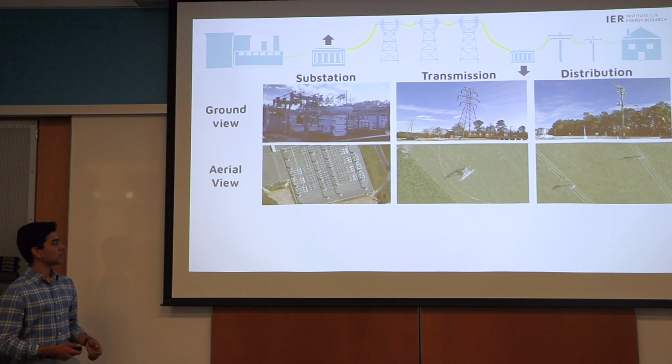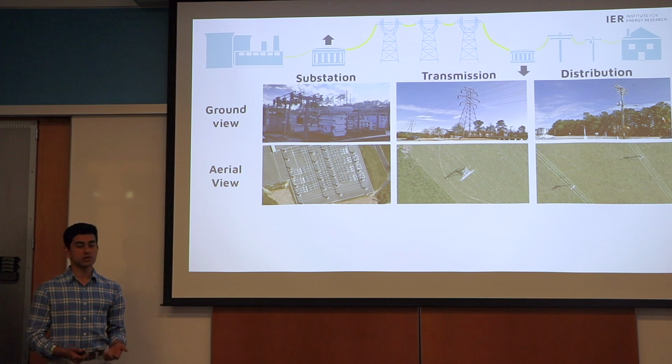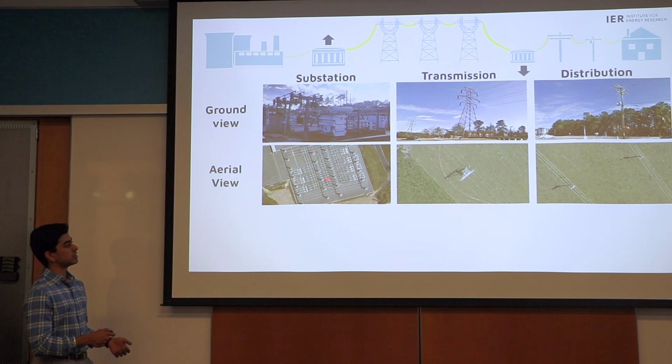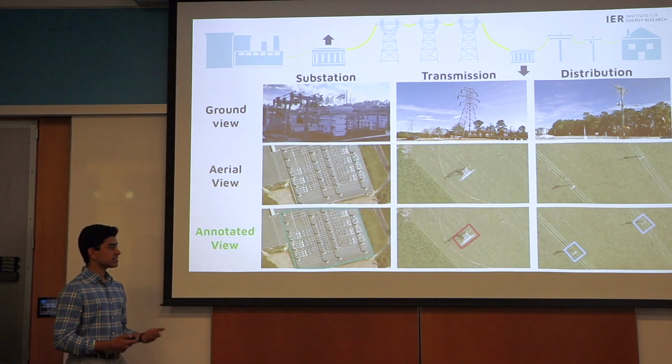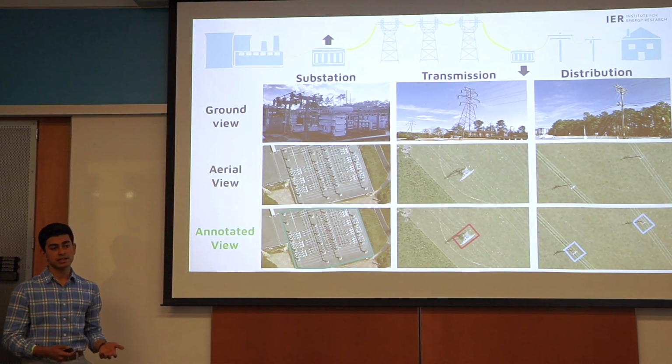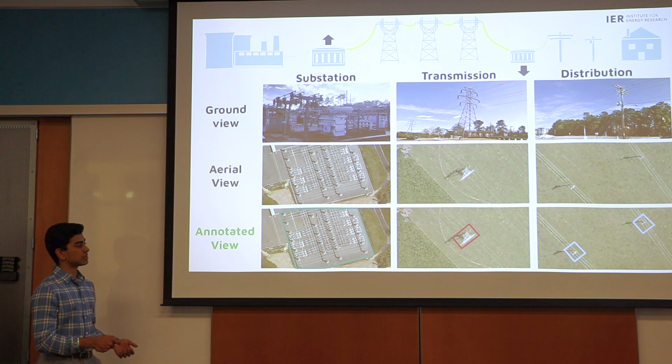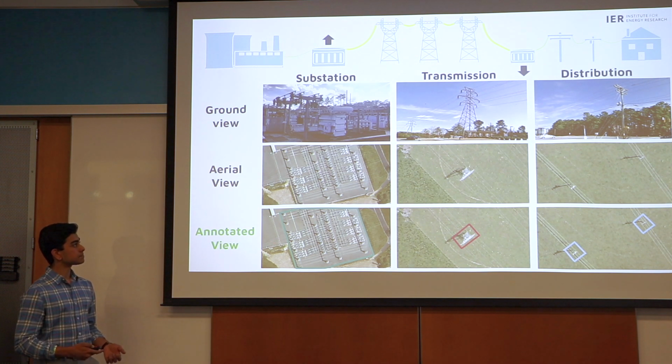From an aerial view, this is what our team is more familiar with looking at. And so these are what each of these 3 types of infrastructure might look like from an aerial perspective. And this data set actually contains bounding box annotations for where the different types of infrastructure lie. So you can see those 3 types of bounding boxes drawn there.